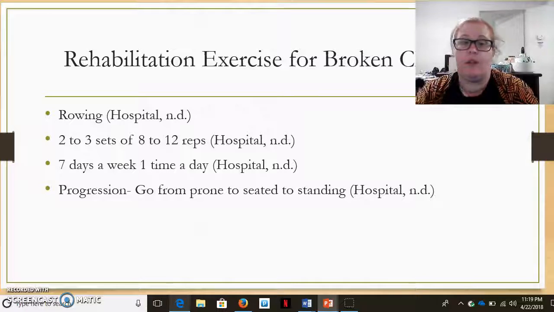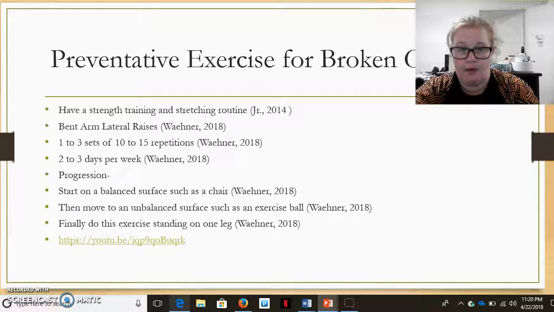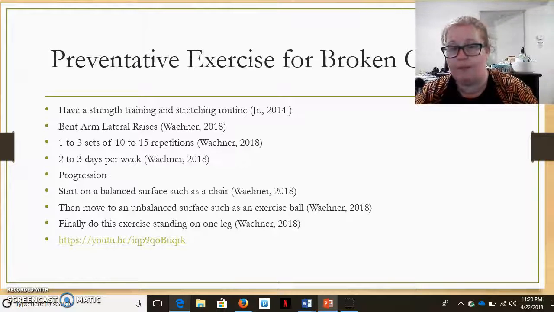Now the next rehabilitative exercise is rowing. So you have 2 to 3 sets of 8 to 12 repetitions, 7 days a week, 1 time per day. So progression is you're going to go from prone to seated to standing. And then preventative exercises is to have a good training, strength training, and stretching routine.